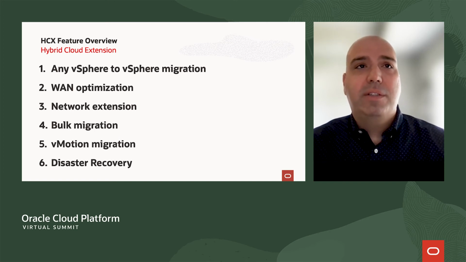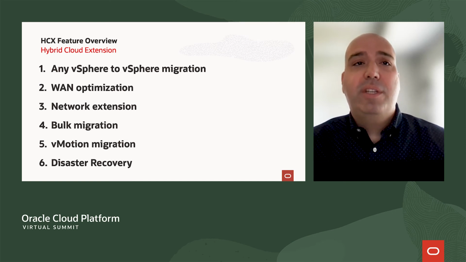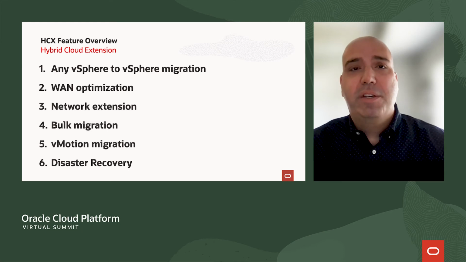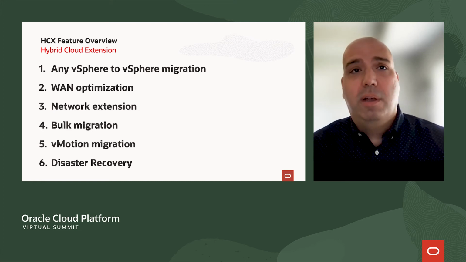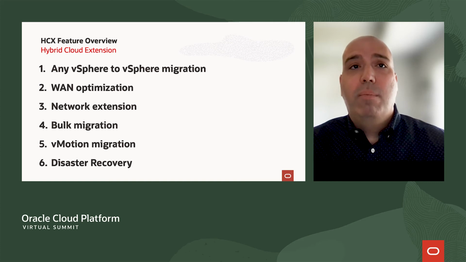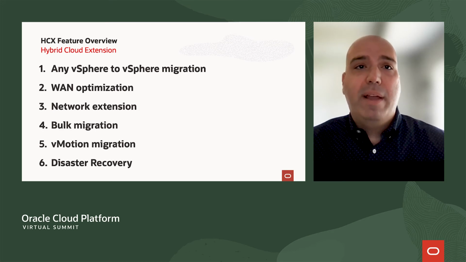A few of the features about HCX, which stands for Hybrid Cloud Extension, is it leverages any vSphere to vSphere migration. So if you're coming from an older legacy version of vSphere, you're able to lift your workloads into the latest and greatest that VMware has to offer from vSphere. WAN optimization is also included so that you can move more data with less bandwidth. You also have the ability of extending your network via layer 2 extension, so you don't have to re-IP your workloads. Then we have several migration options.